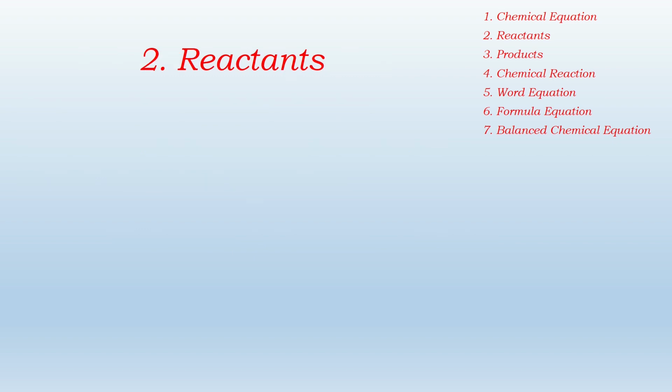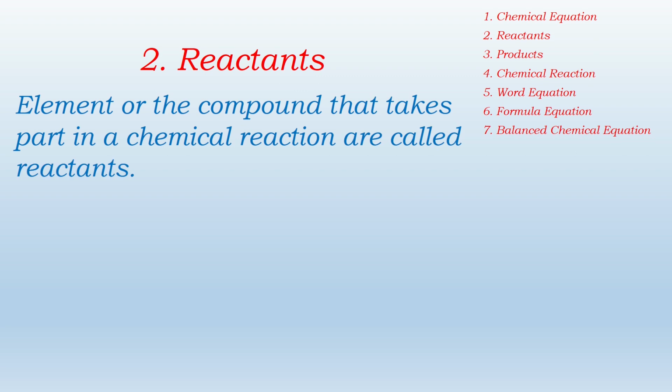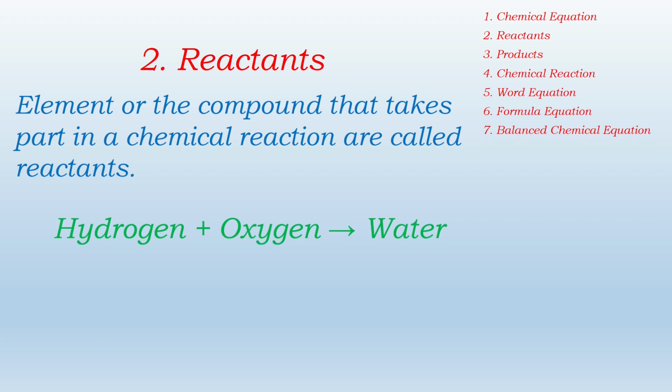Let's go to the second point, reactants. What is it? We can say that the elements or compounds that take part in the chemical reaction are called reactants. Look at this chemical reaction in which hydrogen combines with oxygen to form water. At this time, hydrogen and oxygen are taking part in the reaction. That's why they are called reactants.